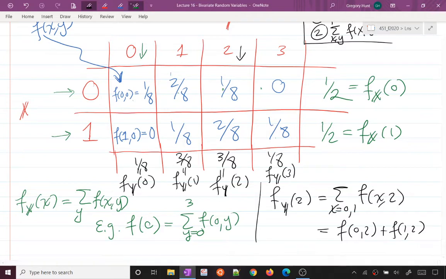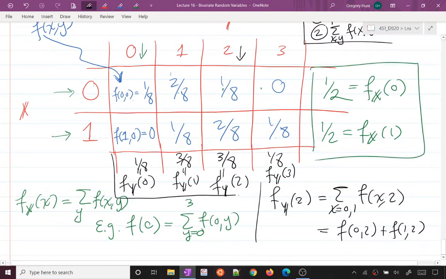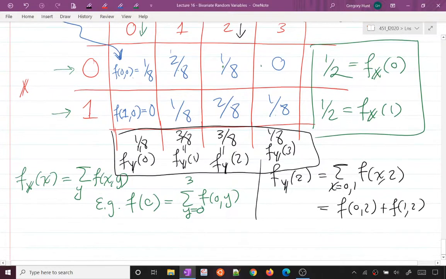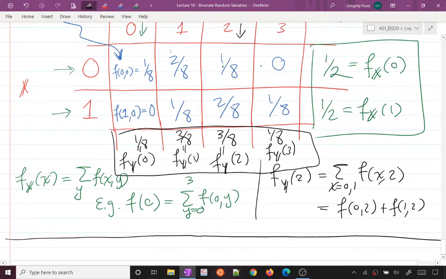Notice that these two things, this marginal of x and this marginal of y, they're valid PMFs, right? In the discrete, univariate case, they sum to 1, they're positive. They sum to 1, they're positive, right? And so that's a nice little example of the relationship between the joint PMF and the marginal PMF.